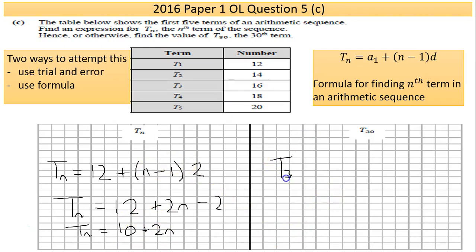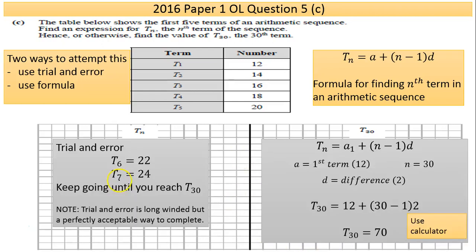If I find T of 30, my expression is correct. This should give you the answer. So it's 10 plus 2 times 30. So Tn will equal 10 plus 60, which is 70. The writing is bad; it's hard to use this cursor.